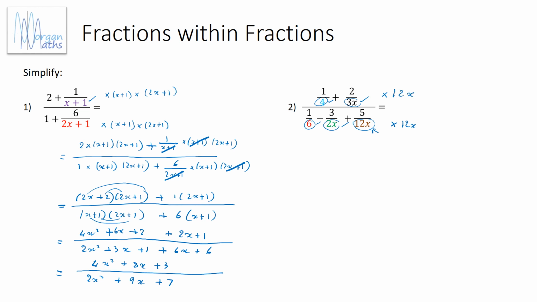So we have a quarter multiplied by 12x. We're going to have plus 2 over 3x multiplied by 12x. And at the denominator we have 1 over 6 multiplied by 12x, and then we're going to have minus 3 over 2x multiplied by 12x, and then finally we're going to have 5 over 12x multiplied by 12x.